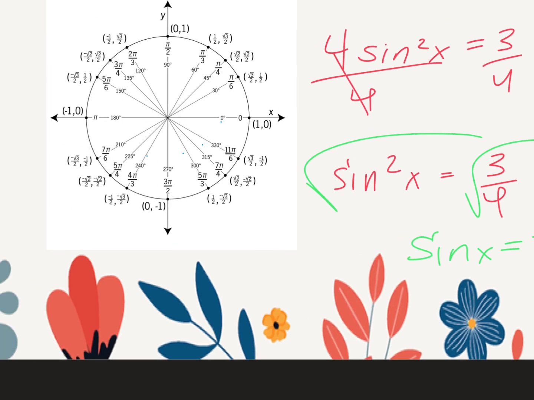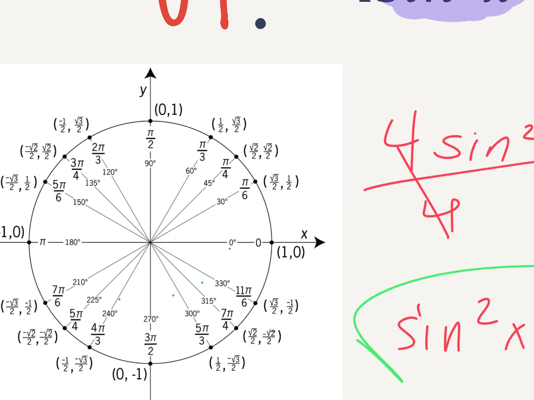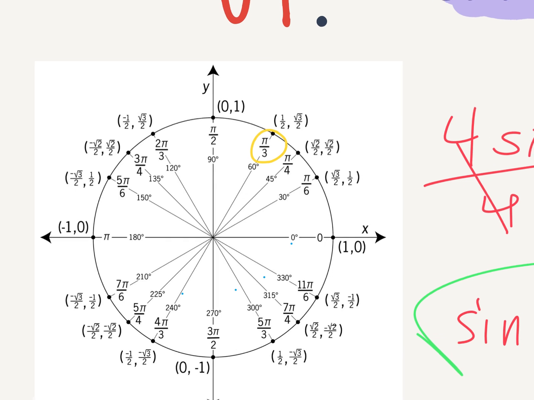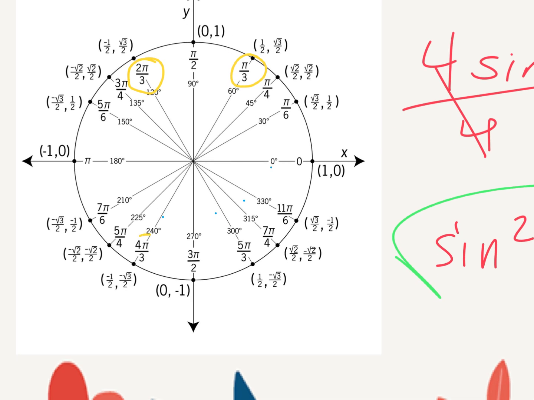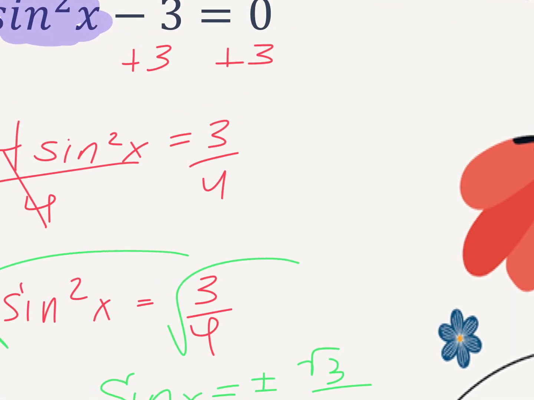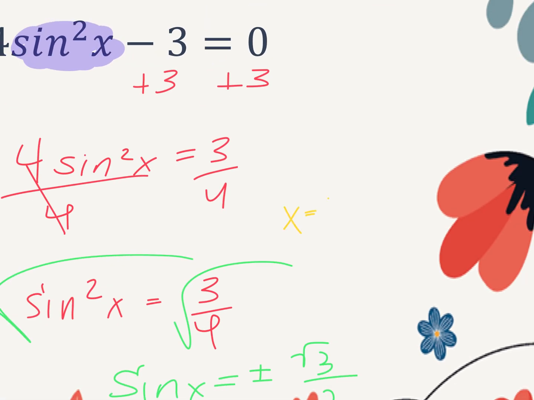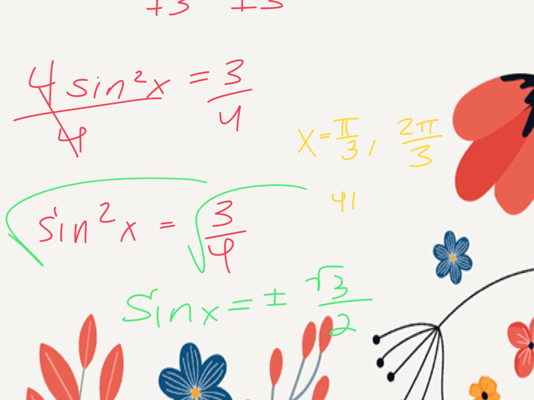So you're looking on the unit circle for y values that are either positive or negative square root of 3 over 2. So I'm going to say, okay, at pi over 3, I hear you, Jaden. Where else? 2 pi over 3. Where else? 4 pi over 3. Where else? 5 pi over 3. Perfect. So I'm going to say x equals pi over 3, 2 pi over 3, 4 pi over 3 and 5 pi over 3.